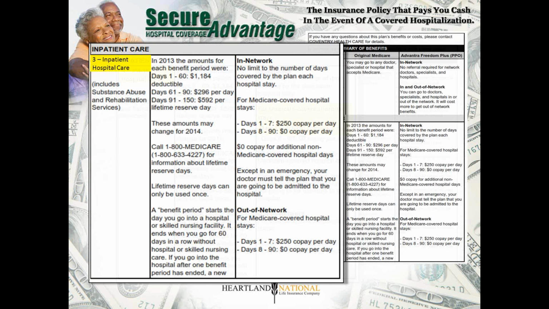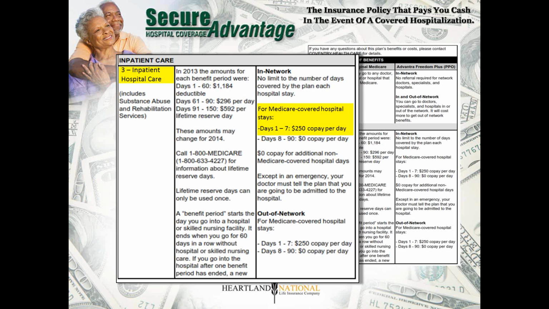So I say to the prospect, well, you know, Mr. Jones, if you're in the hospital days 1 through 7, you are required to pay a $250 per day copayment. Now, Mr. Jones, what that means is if you're in the hospital for 7 days, you are responsible for $1,750. And then I will say to Mr. Jones, but don't worry about that. I'm going to show you why you're not going to end up paying that. Just don't let me forget it, okay?